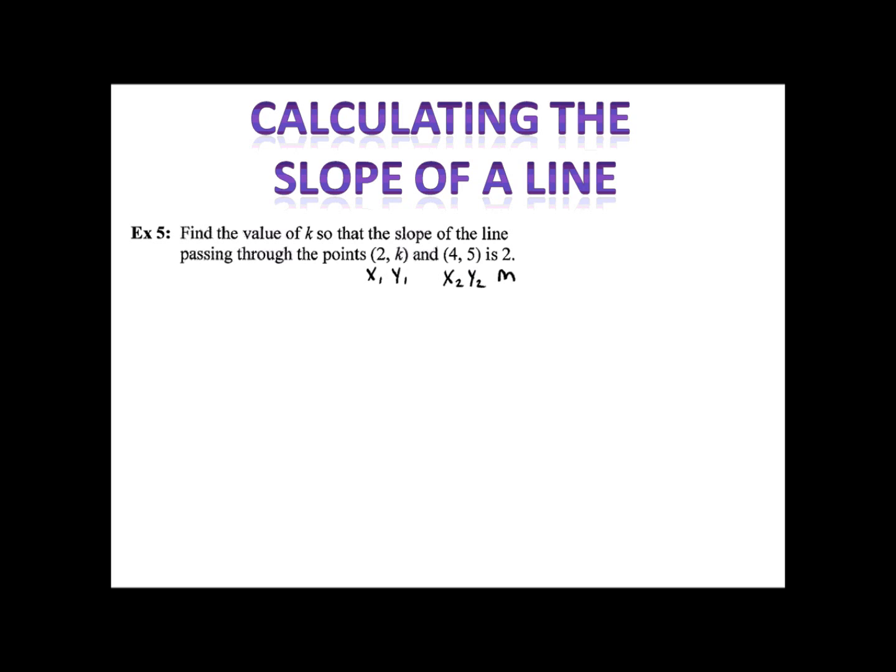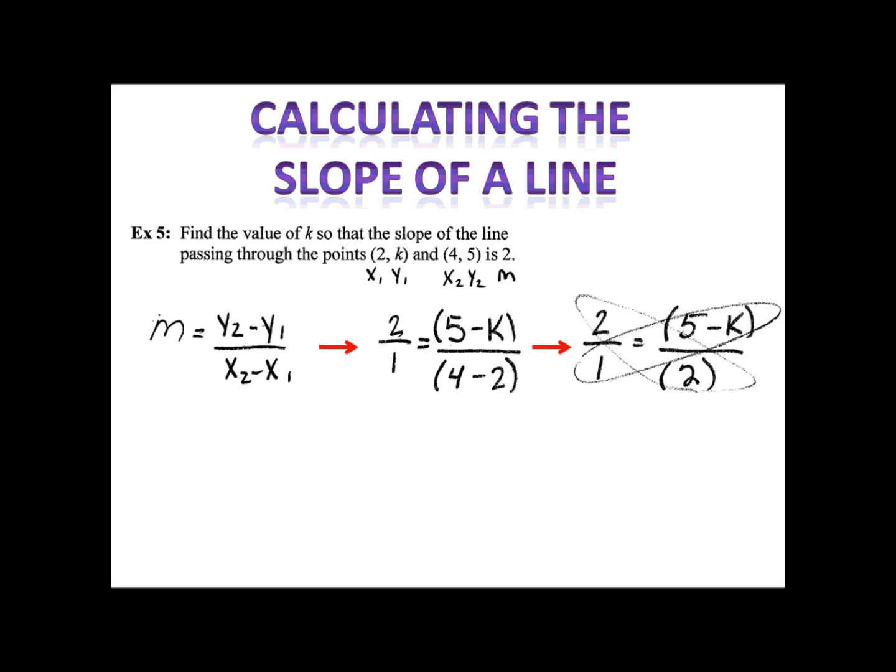I label my points x1, y1, x2, y2, and I label the slope. Now I write my slope formula, and I simply plug in everything that I know. I know that the slope m is 2. I know that y2 minus y1 is 5 minus k. x2 minus x1 is 4 minus 2. Now I can clean this up a little bit and then cross multiply. 2 over 1 equals 5 minus k over 2. The 2 in the denominator came from the 4 minus 2.